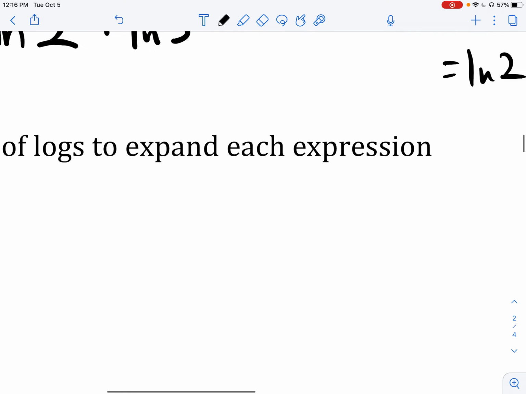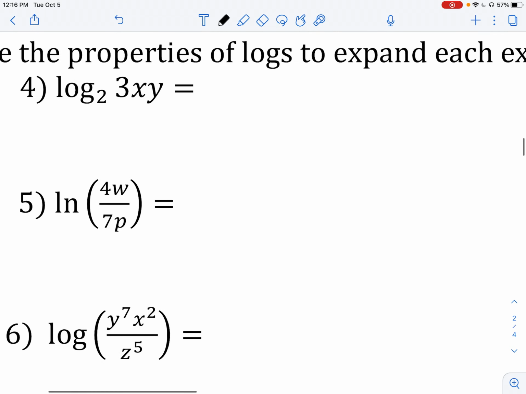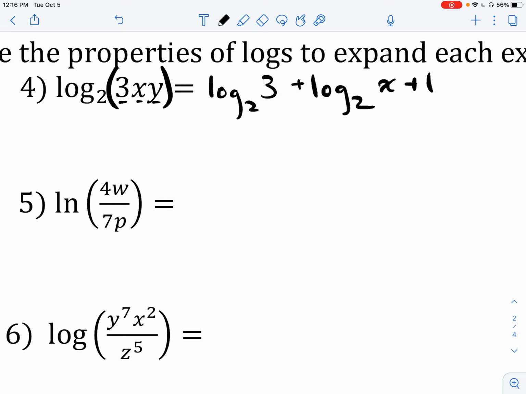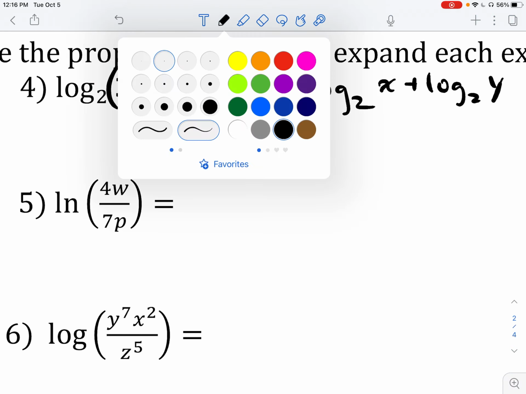Okay, let's try some problems where we want to do some expanding. We see that log base 2 of 3xy, we're going to want to expand this out. That is to say, we're going to break it up into the sum, or rewrite it as a sum of a bunch of logarithms. So since we are multiplying 3 factors here in our argument, I can then write this as log base 2 of 3 plus log base 2 of x plus log base 2 of y. Okay, let's try this next one.